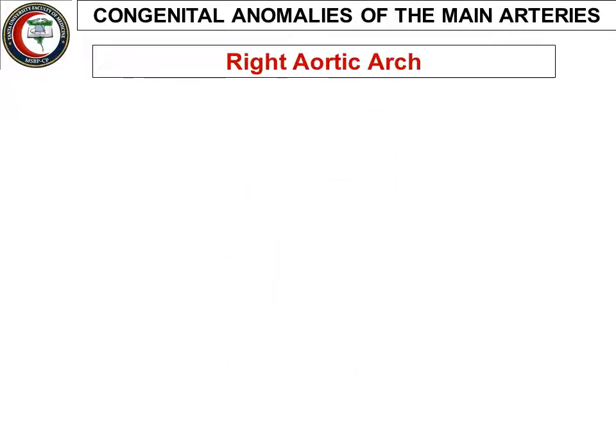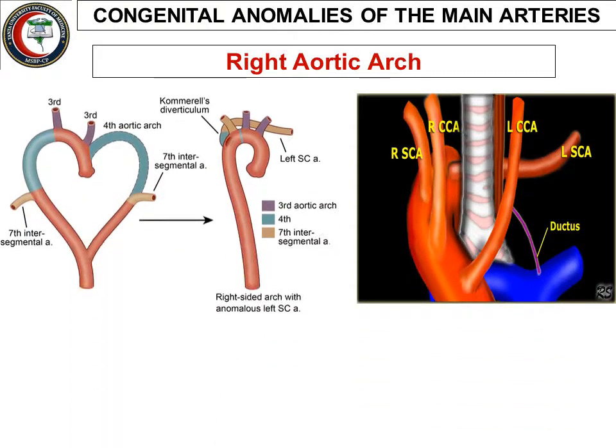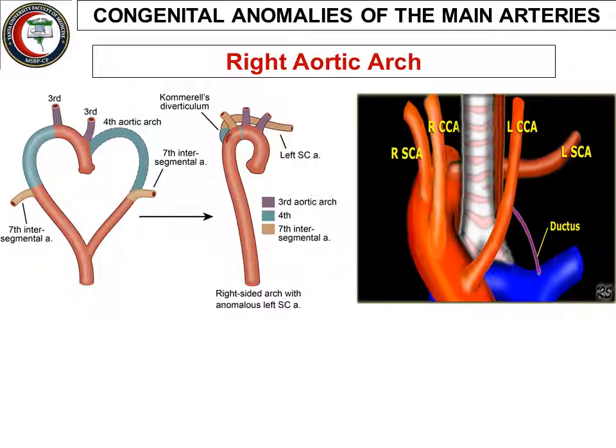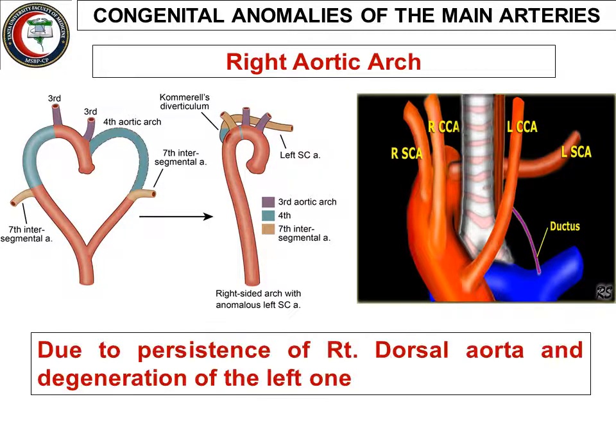Number 2, right aortic arch. This congenital anomaly leads to what is called the right aortic arch. The curve of the arch of aorta is to the right, not to the left. What is the cause? The cause is persistence of the right dorsal aorta and degeneration of the left one.